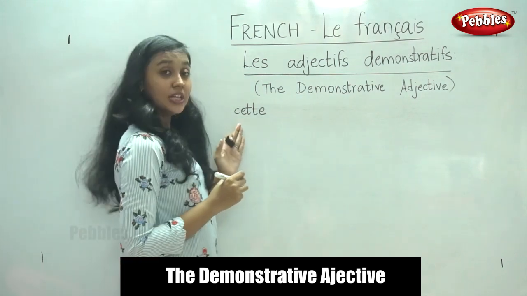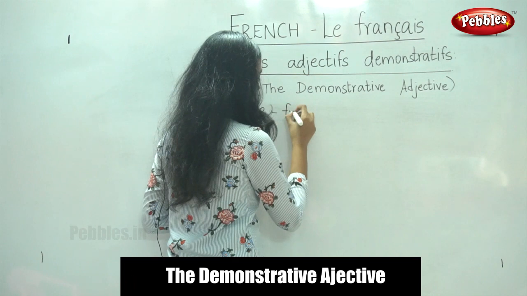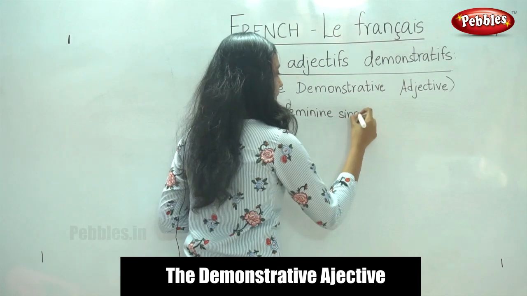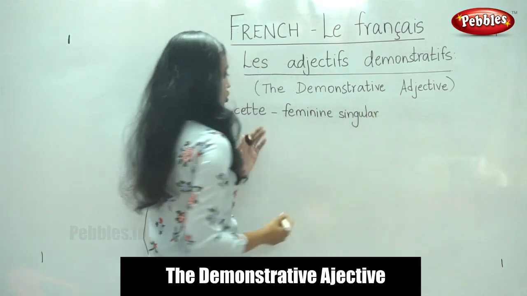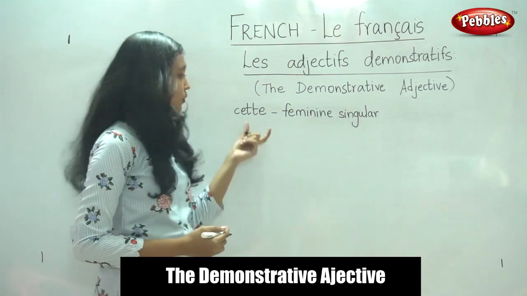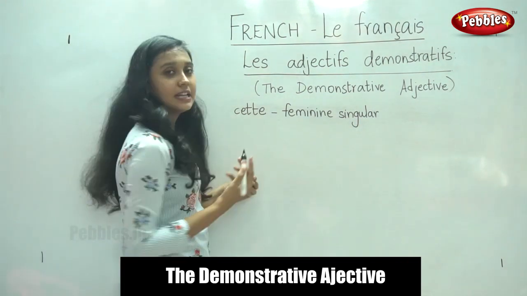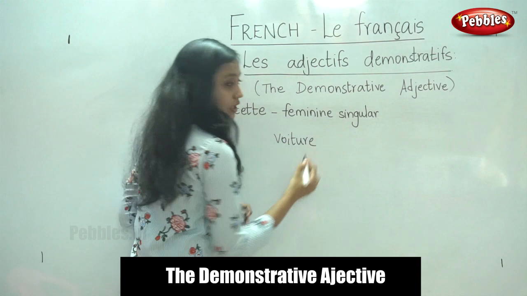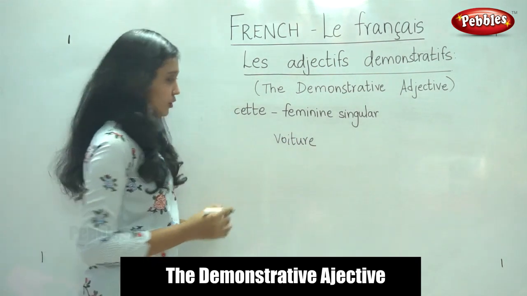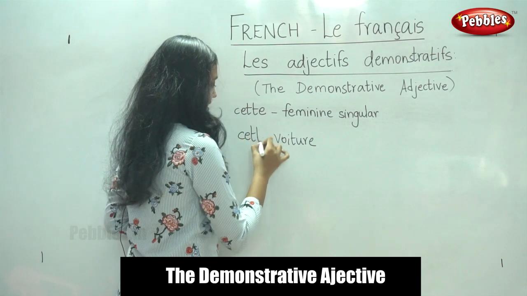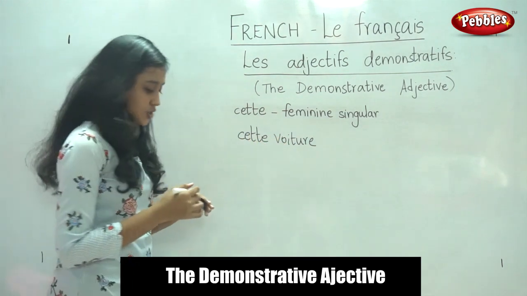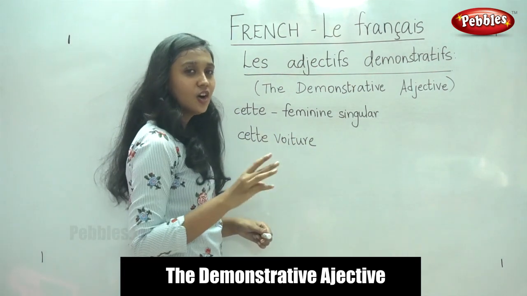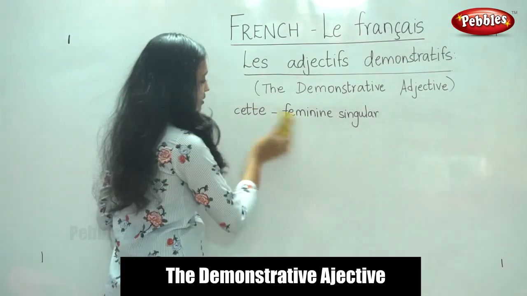Cette. Now this word is used before a noun that is feminine singular. So let us take the example of a car, voiture. We know this is in the feminine singular form. So we would use cette. So have you understood? We just have to see the noun, see whether it is masculine or feminine, singular or plural, similar to what we have learned before.